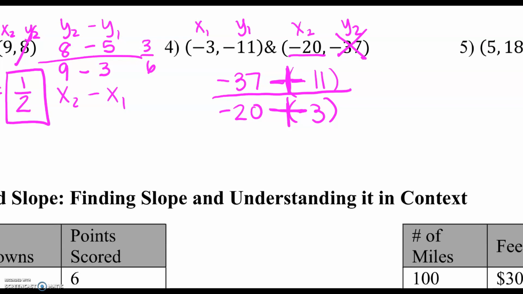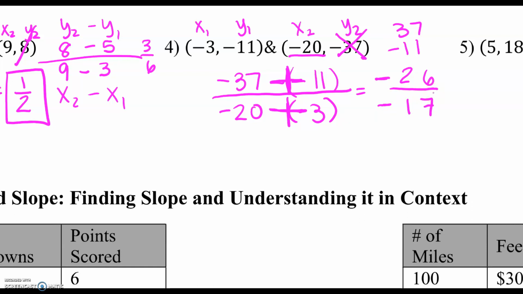They have opposite signs, so technically I want to think in my head, 37 minus 11, but I see that the 37 is bigger, so I know the answer is going to be negative. So I get 7 minus 1 is 6, 3 minus 1 is 2. So I have negative 26 in the numerator. Then on the bottom, it's the same thing. I've got negative 20 plus 3. They're opposites, and the 20 is bigger, so it's negative. And I'm really thinking 20 minus 3, which is 17.